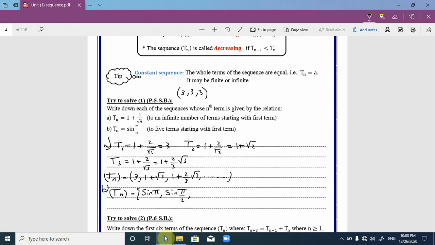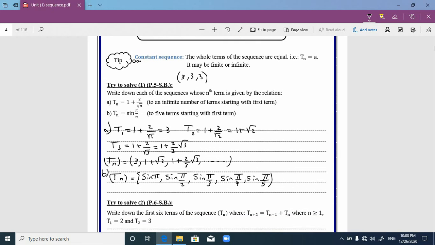So the third term will be sine pi over 3, and the fourth term sine pi over 4, and the fifth term will be sine pi over 5, as you see. Okay, another example.